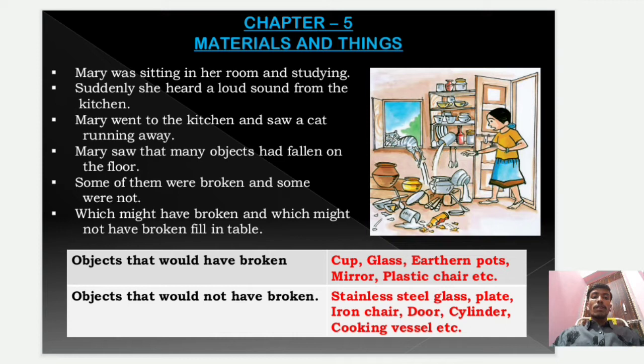Objects that would not have broken: stainless steel glass, plate, iron chair, door, cylinder, cooking vessel, etc. So these materials do not break, and some materials are broken.